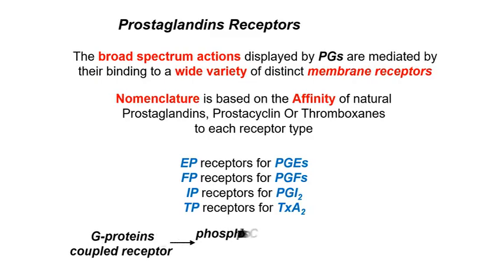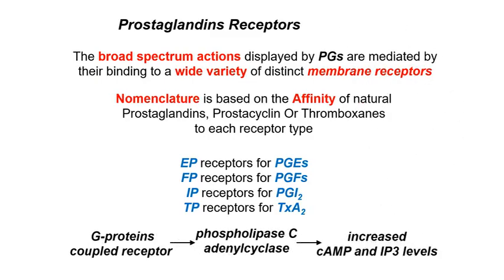Their activity is governed by G-coupled protein, so they are considered G protein coupled receptors. They lead to the release of phospholipase C, adenyl cyclase, and increased levels of cyclic AMP and IP3.